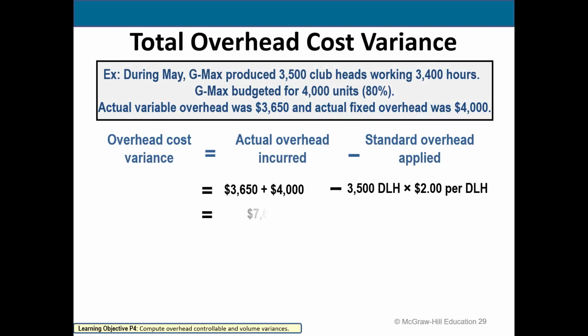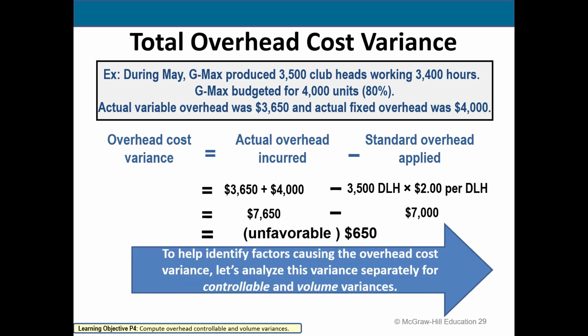So now we can compute the total overhead cost variance, which is the actual cost incurred, $7,650, minus the standard, which we just computed as $7,000. They paid more than the standard, so this is a $650 unfavorable cost variance.